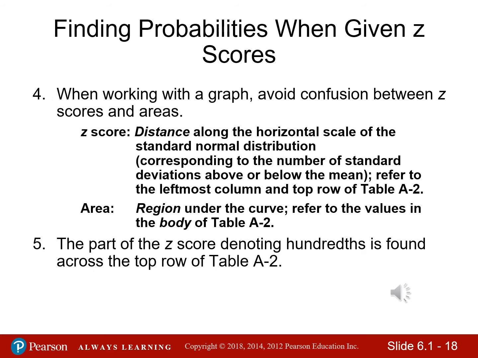Also, when working with a graph, avoid confusion between z-scores and areas. Z-scores are the distance along the horizontal scale, or the x-axis, of the standard normal distribution, and they correspond to the number of standard deviations either above the mean or below the mean. The area is the region under the curve, and it refers to the value in the body of Table A2. And finally, the part of the z-score denoting the hundredths is found across the top row of Table A2.